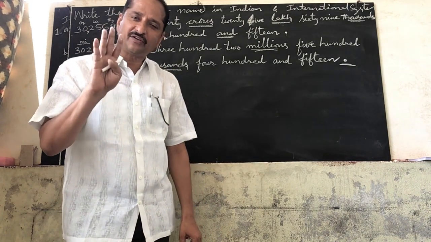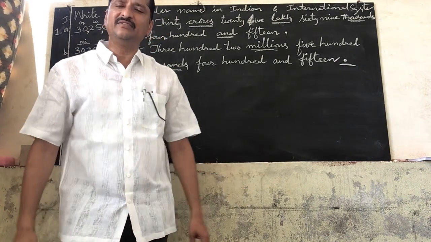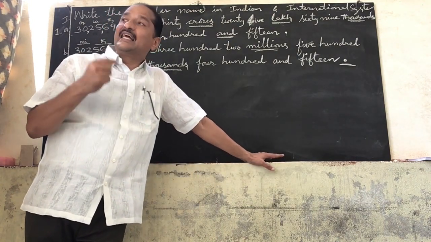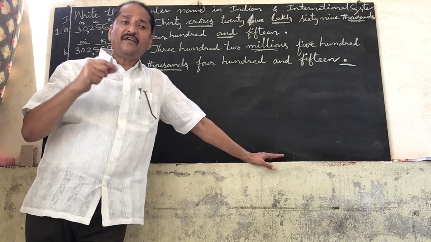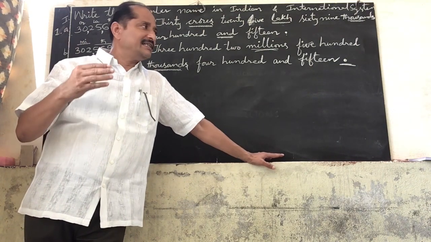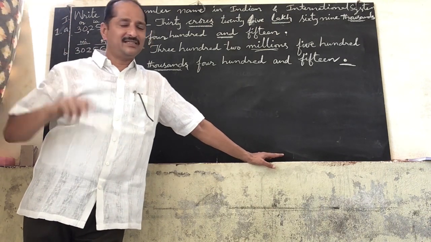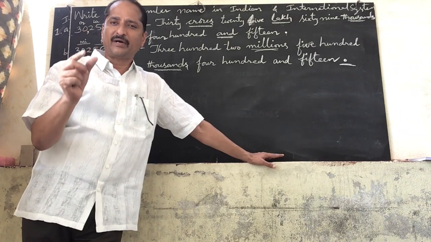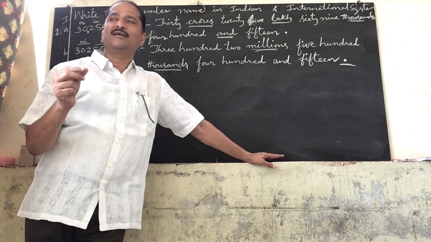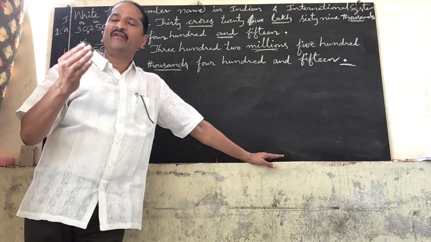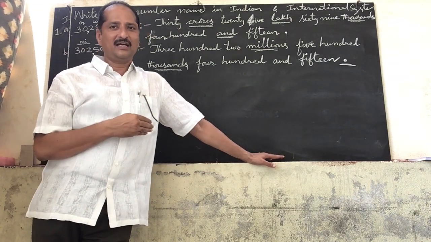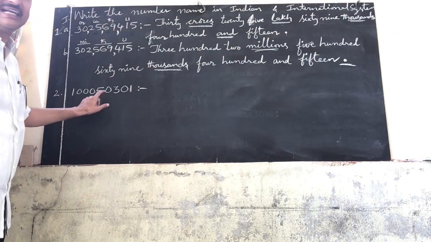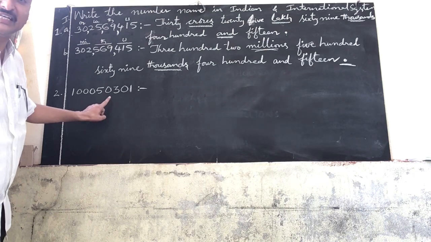If you remember these 4 points, it is very easy for us to write down the number name if a number consists of 9 digits. If a number consists of more than 9 digits, we can learn that in further classes like 6th and 7th classes. So if a number consists of 9 digits, we can now see how to write down the number name by dividing it into periods. Okay, so this is writing number name. Now here you see, write down the number name in Indian and international system. The same number you have to write in the Indian system and the international system.